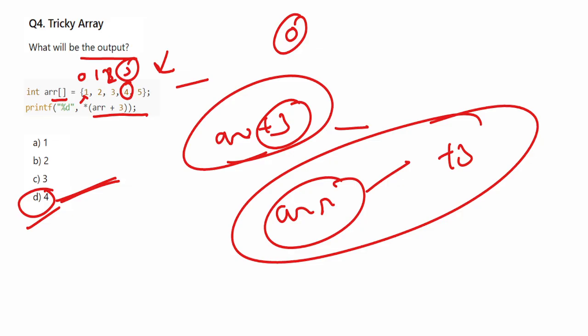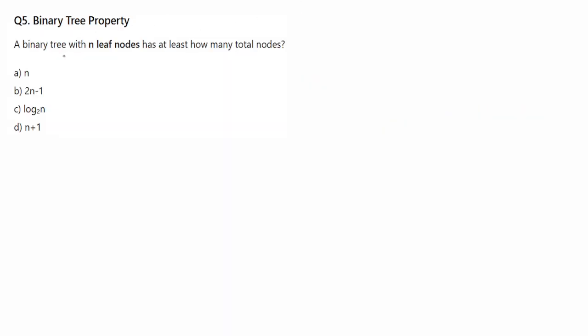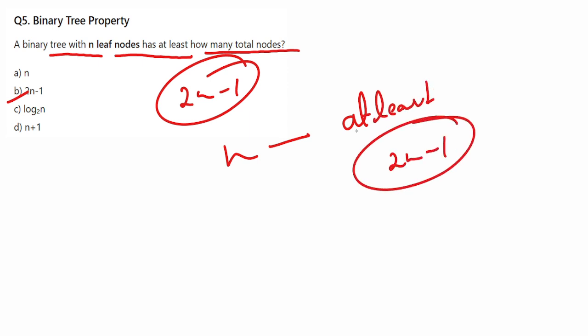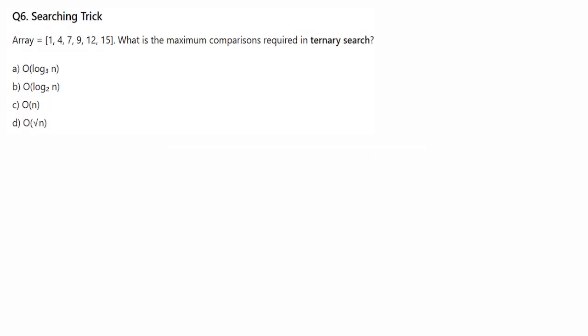And why are the other options wrong? Because they misinterpret pointer arithmetic. That's why all the other options B and C are not correct. Now move to the next question. In a binary tree with n leaf nodes, at least how many total nodes are there? The correct option here is option B, 2n minus 1, because in a full binary tree, n leaves require at least 2n minus 1 nodes. That's why option B is the correct one. Now move to the next question.